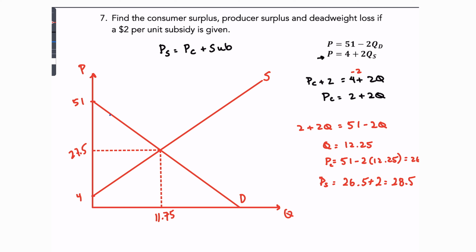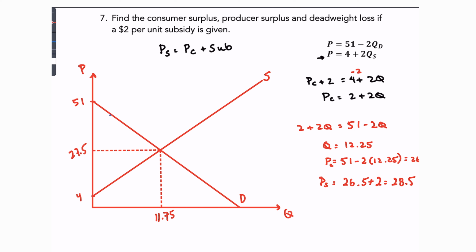So we see here the effect of the subsidy. More units being sold, a lower price for the consumer and a higher price for the supplier. That is the point of a subsidy, is to help everybody. We want more people to buy. We want more suppliers to supply. But it comes at a cost to the government.